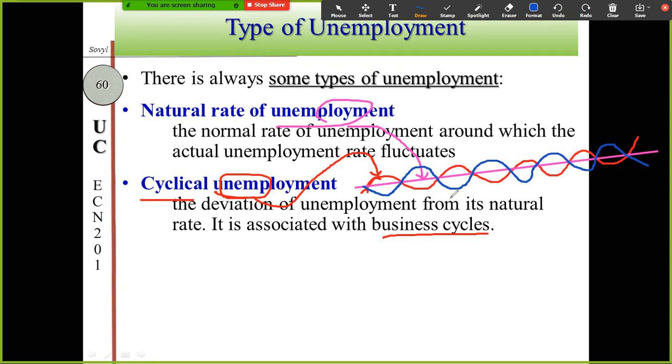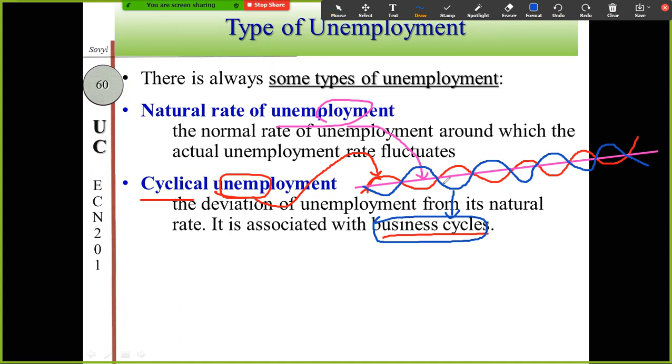Okay, so this one is business cycle. Business cycle is the direction or the movement of business activities in one country. Sometimes, depending on the season or economic conditions, business can go up. More activity, more economic activity, normally more GDP. But sometimes it tends to go down.